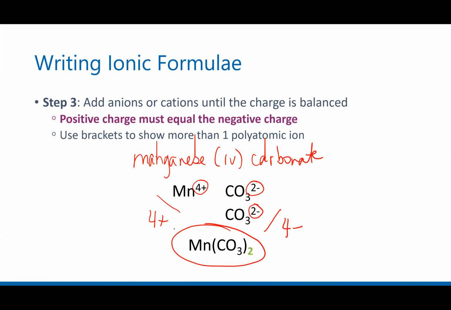Why do you put a 2 on the CO3? I put 2 of them there so that their charge would equal -4. Does that make sense? And the -4 needs to cancel the +4.